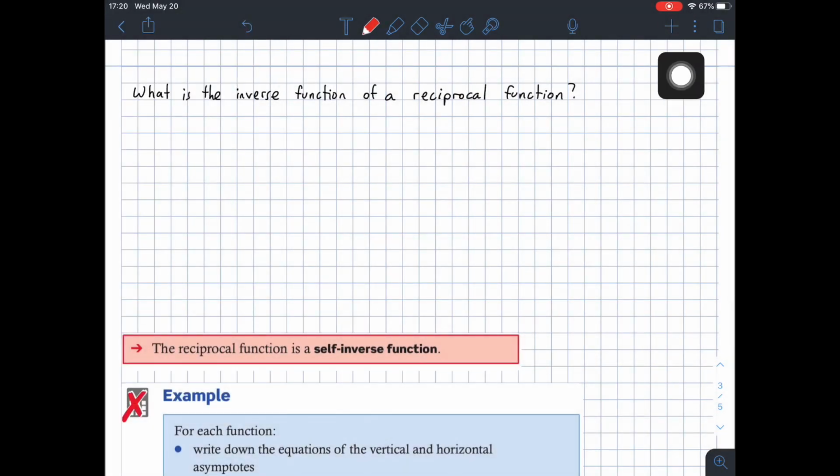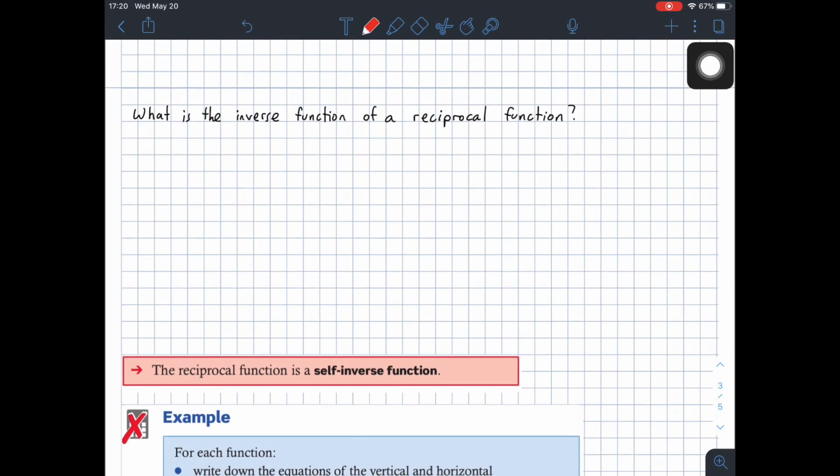Moving on, I told you that we were going to see the self-inverse function property with an example. So the question is, what is the inverse function of a reciprocal function? So let's say that the reciprocal function is f of x equals 1 over x, okay? This is an example of a reciprocal function. So we want to find the inverse of this function. So let's follow the process that we already learned in the previous chapter.